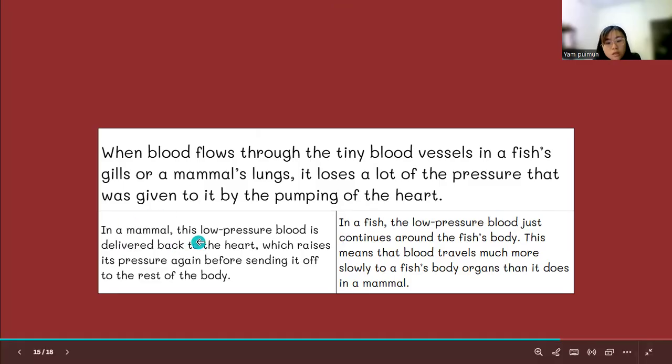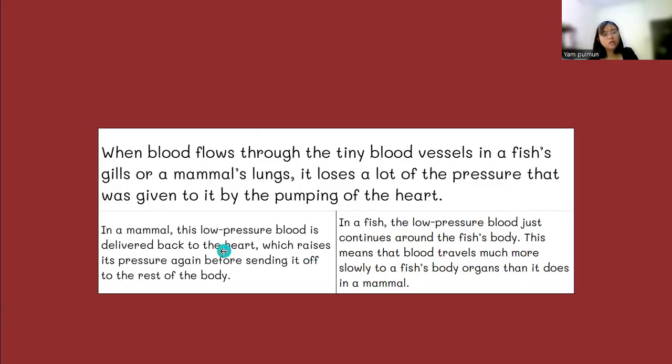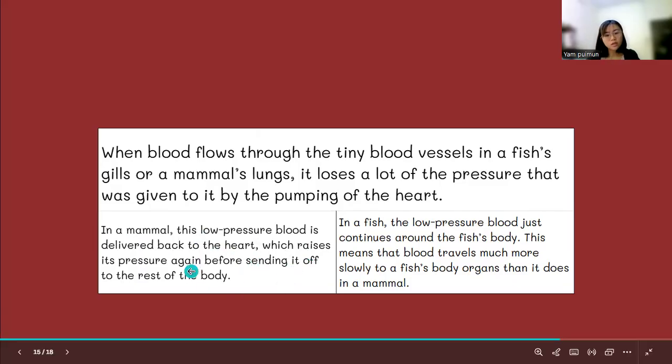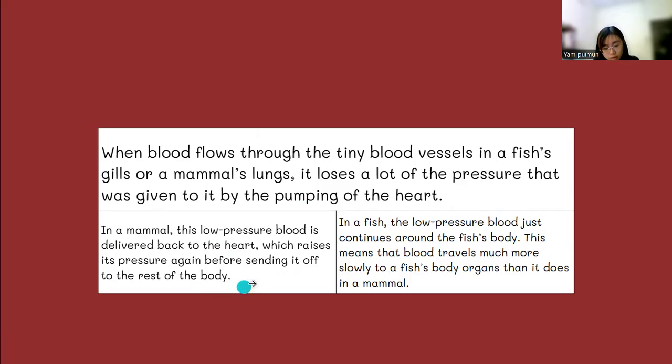In the mammal, this low blood pressure is delivered back to the heart, which raises its pressure again before sending it off to the rest of the body. However, in a fish, the low blood pressure just continues around the fish body. This means that the blood travels much more slowly to a fish's body organs than it does in a mammal.